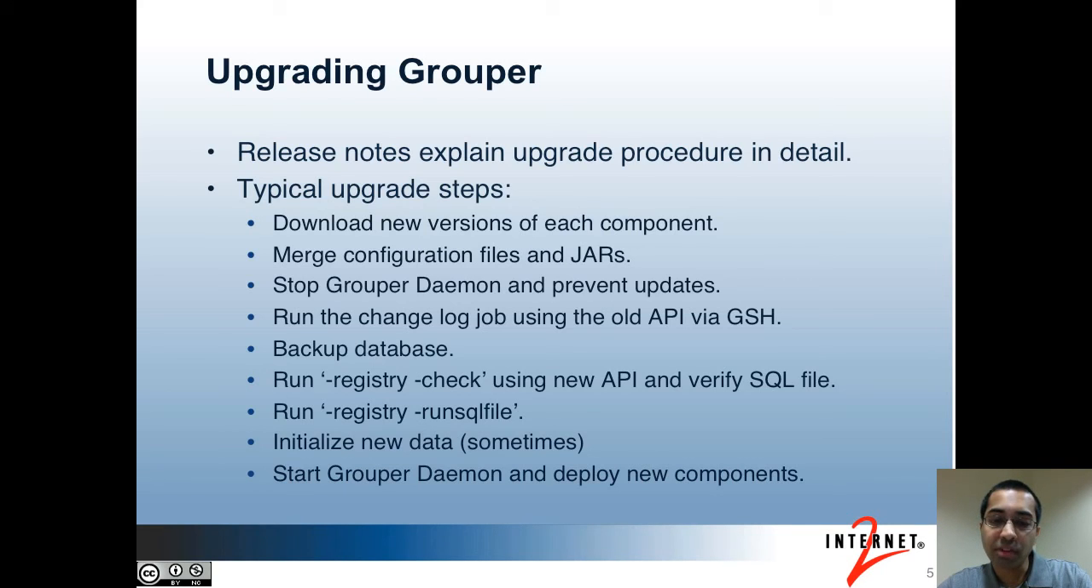Next, using the new API version, you would run the registry check option using GSH, which would determine what schema changes were made between the releases and produce an SQL file for you. You should review the SQL file to make sure it looks okay. The release notes would have information about what to expect in that. If everything looks good, you would run the registry run SQL file option using GSH to execute the SQL file.